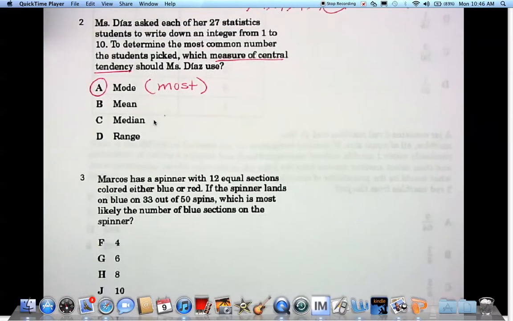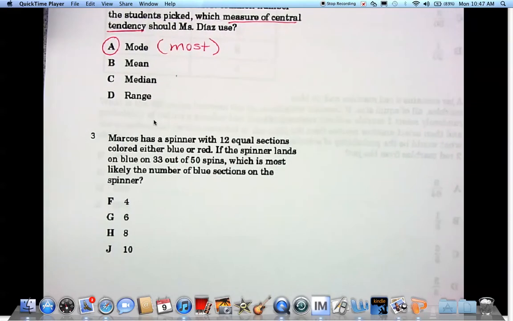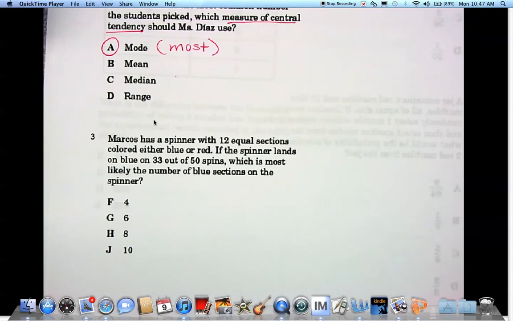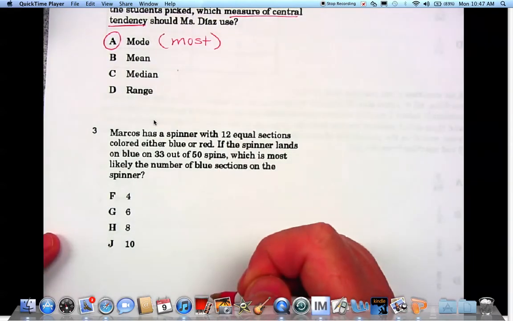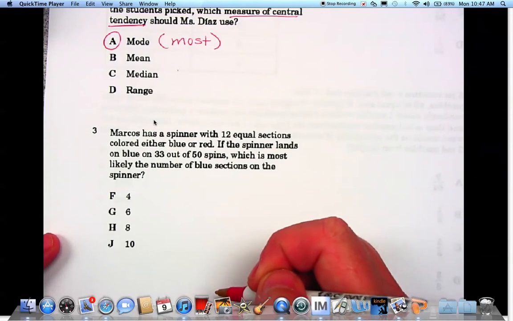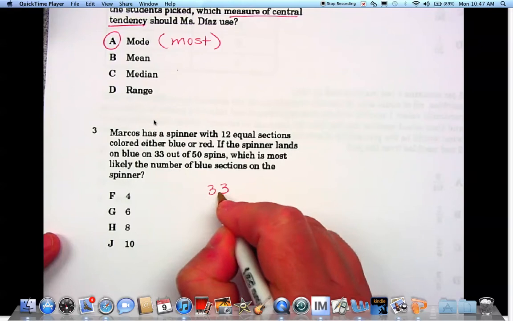All right, Marcos has a spinner with 12 equal sections, colored either blue or red. If the spinner lands on blue on 33 out of 50 spins, which is most likely the number of blue sections on the spinner? 8. Okay, how did you get 8? I cross multiplied 33 and 12 and divided by 50. Okay, did you set up a proportion? Yeah, I set up a proportion. So what was your proportion? 33 over 50 and x over 12.